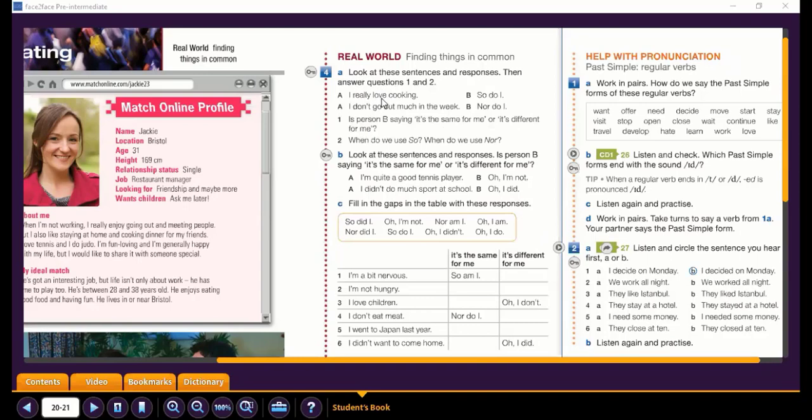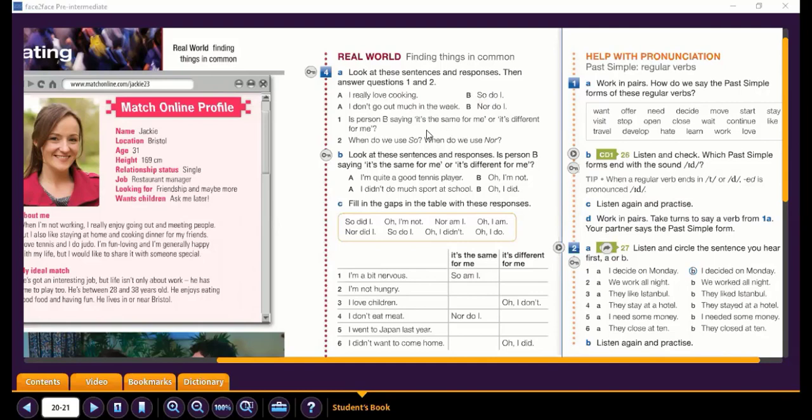Here you say, "I really love cooking, so do I." Is it the same or different? It's the same. "I don't go out much in the week. Nor do I." It's the same. Because the first sentence is positive, we say "so" for the same. The second sentence is negative, we say "nor" for the same, okay?